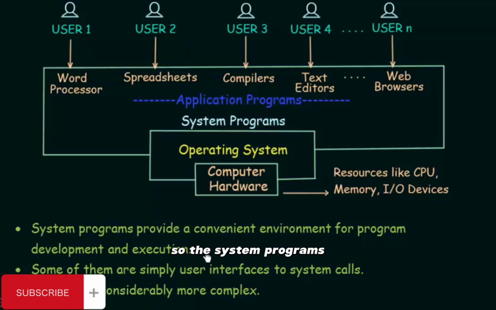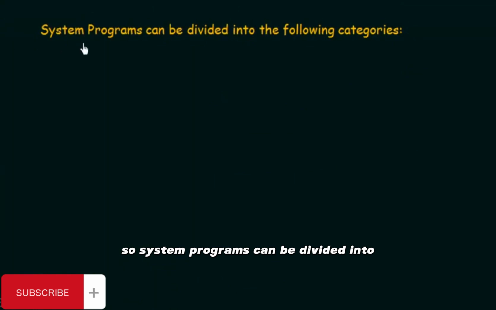The system programs provide you with a particular environment which is convenient for program development and execution. You will understand this when we take the examples. Some of them are simple user interfaces to system calls, while others are considerably more complex. Now we will see how we can categorize the system programs based on the kind of task that they perform. System programs can be divided into the following categories. We will see the categories one by one.